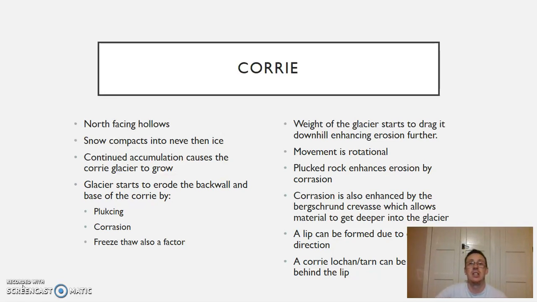So as our glacier starts to move rotationally, the plucked rock makes it an even more effective agent of erosion. We've mentioned this already. And we're also going to see corrasion being enhanced by the formation of bergschrund crevasses.